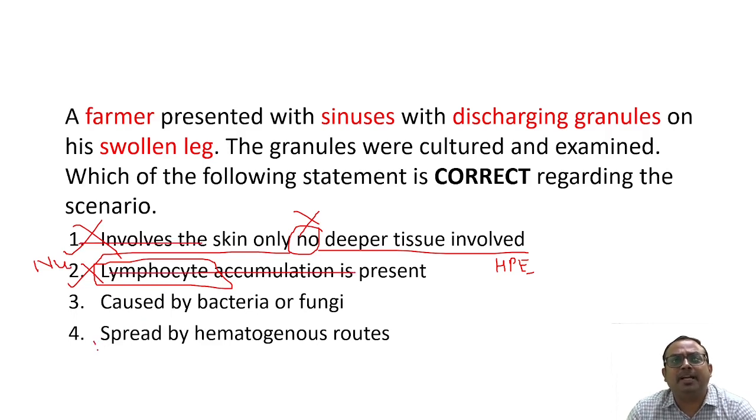Now, spread by hematogenous route. We have seen that it rarely spreads by the hematogenous route. It is either by direct spread or direct involvement, or even if it is spreading, it is spreading to the lymphatics. So this option is also wrong. The correct answer here is caused by fungi or bacteria. So this is the correct answer.